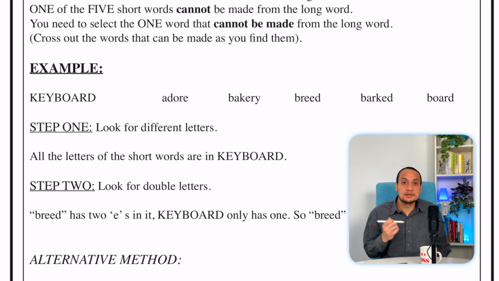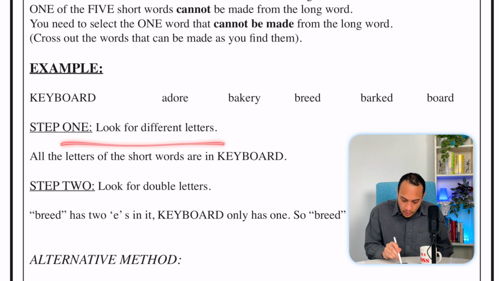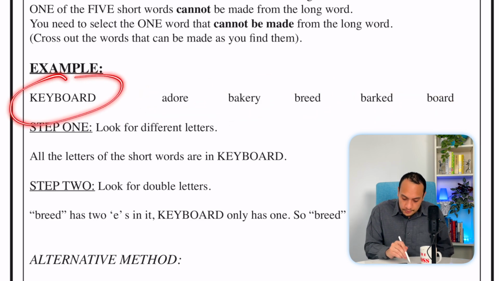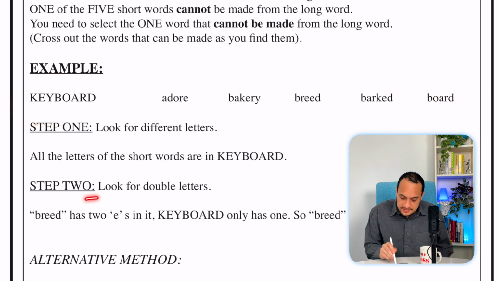Your first step is to look for different letters. All the letters of the short words are in keyboard. If we look at adore, bakery, breed, barked, bored, all the letters in each of these words are in keyboard. Then you have to look for double letters too. Breed has a double E in it. Because it has two E's and keyboard only has one, breed has to be the answer. Breed's the only one that cannot be formed.